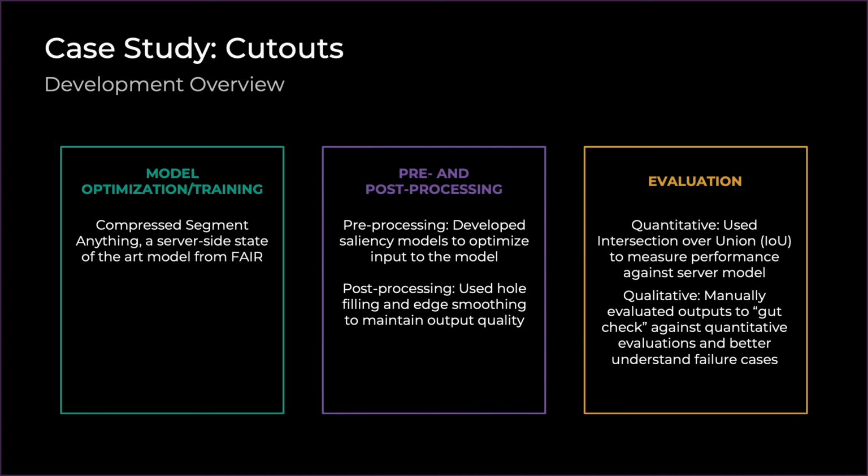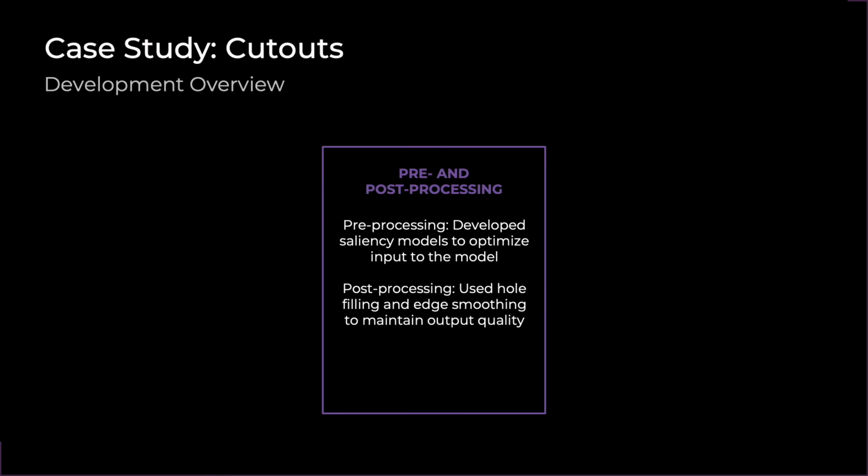So here again are the three buckets that I alluded to earlier in the context of this product, Cutouts. For model optimization and training, we compressed a server-side model called Segment Anything, which is a state-of-the-art model from Facebook AI Research. For pre- and post-processing, we experimented with a lot of techniques. For pre-processing, we developed saliency models to optimize the user input to the model. And for post-processing, we used hole filling and edge smoothing to maintain our output quality.